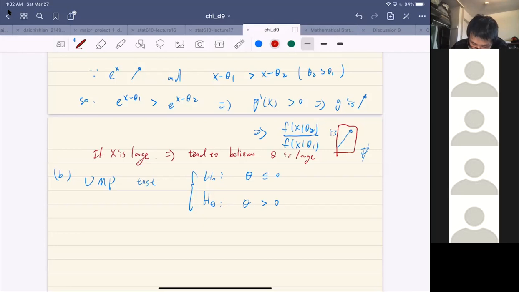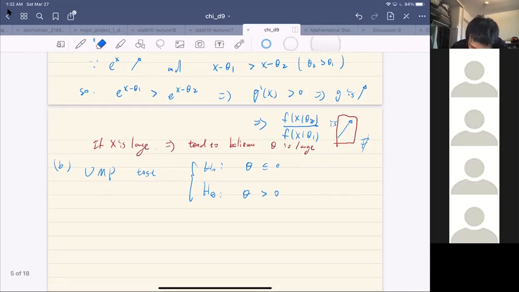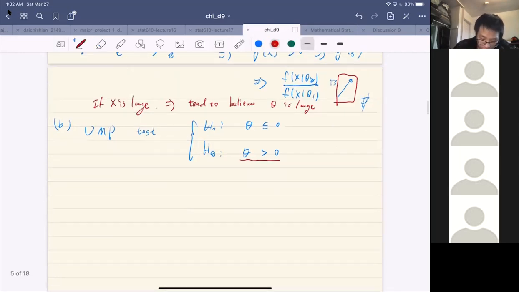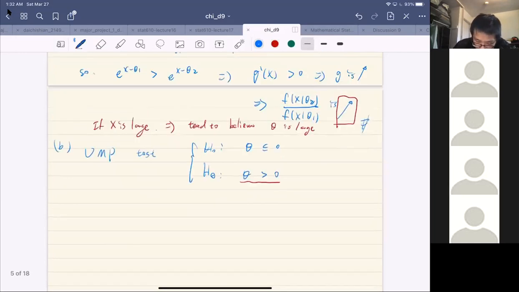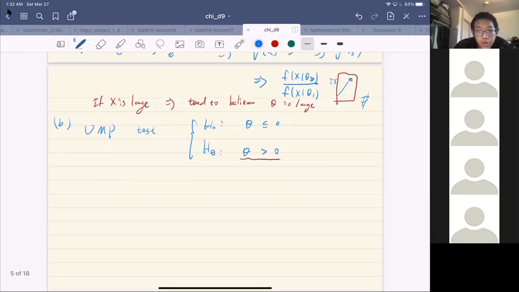So for this, we will reject if theta is large. So we will reject if x is large. If the likelihood ratio is decreasing, then you have to change the sign. So we will reject if x is small. Are the subscripts reversed? Is that the first one H naught or H1? Yeah, this is H naught and this is H1. Sorry.